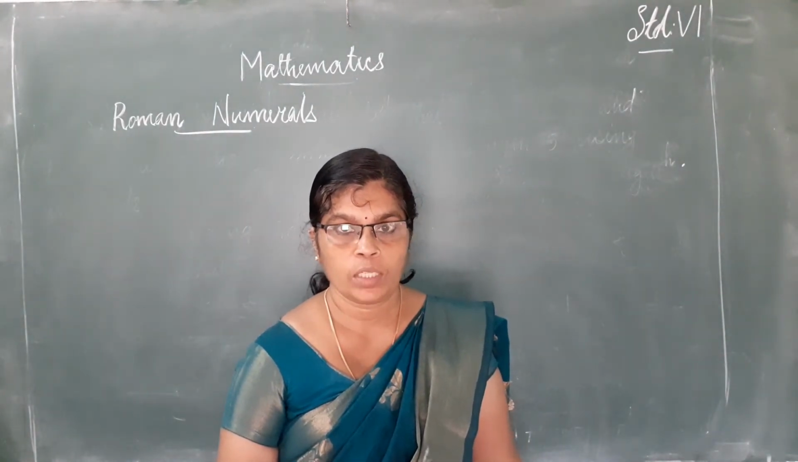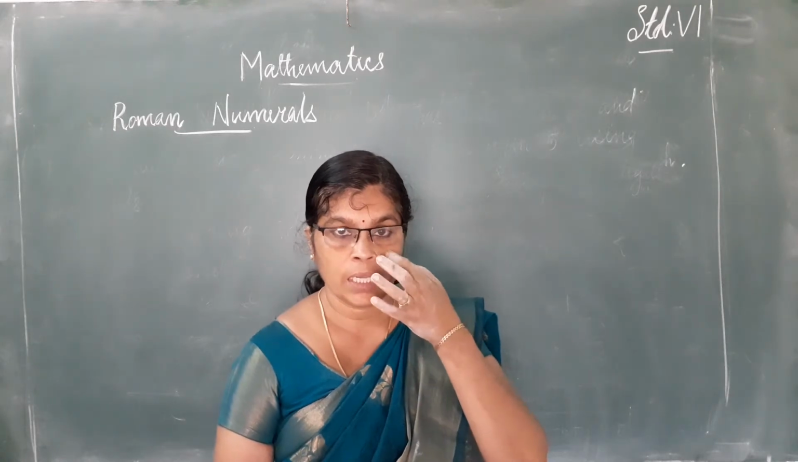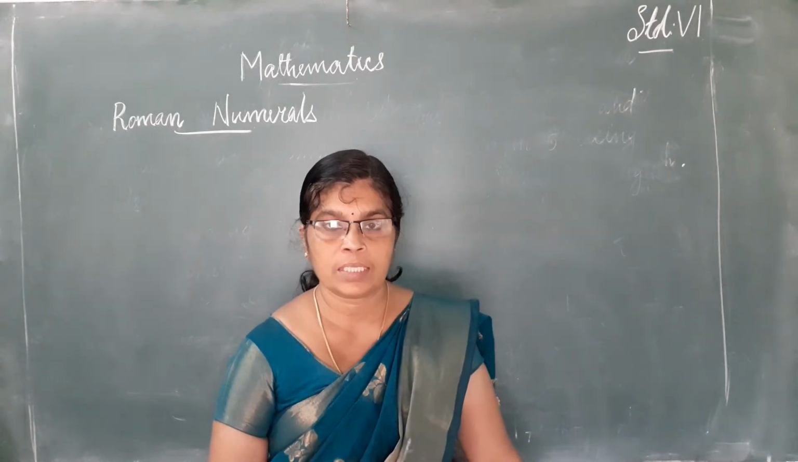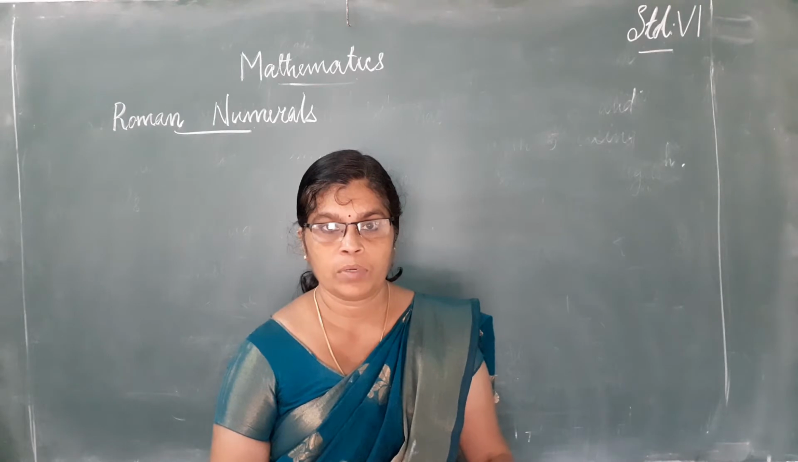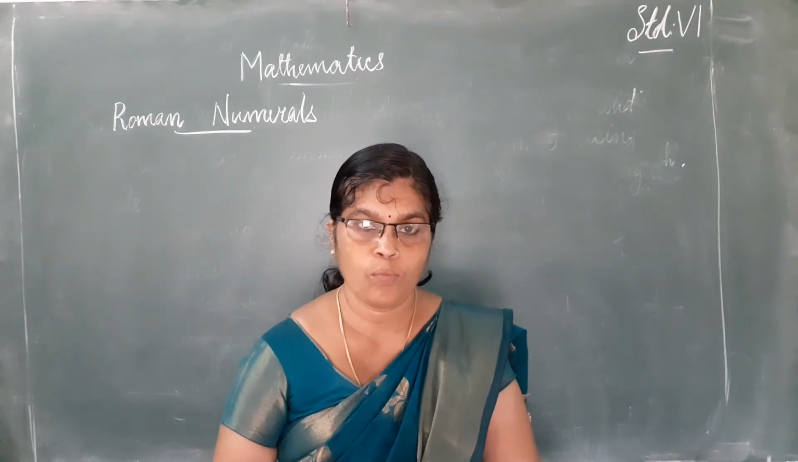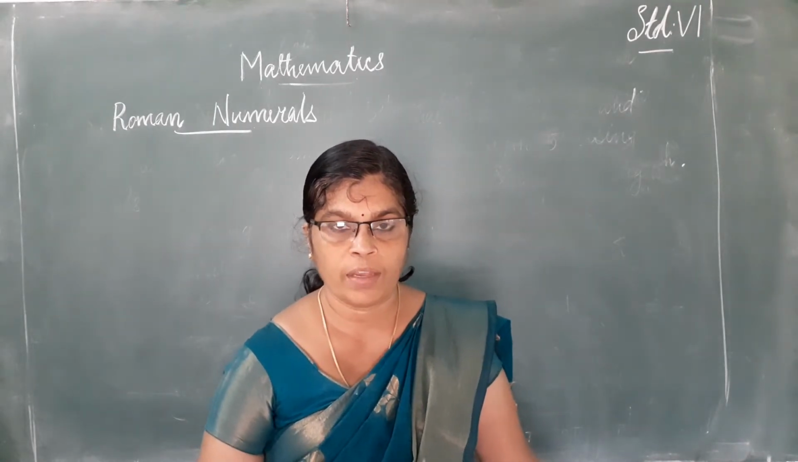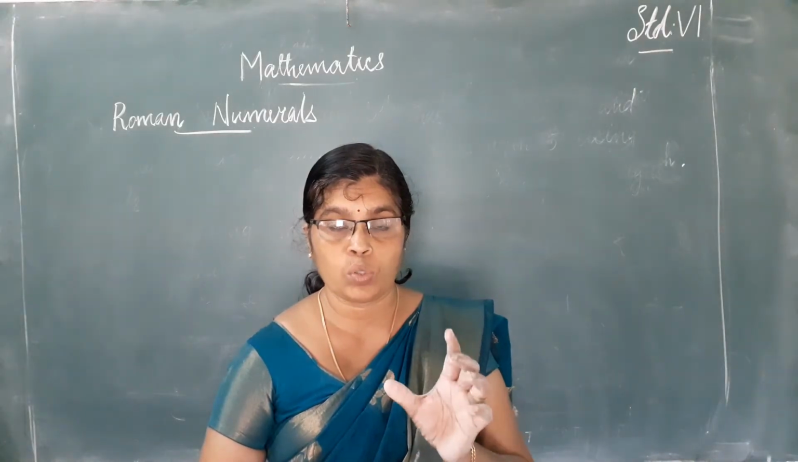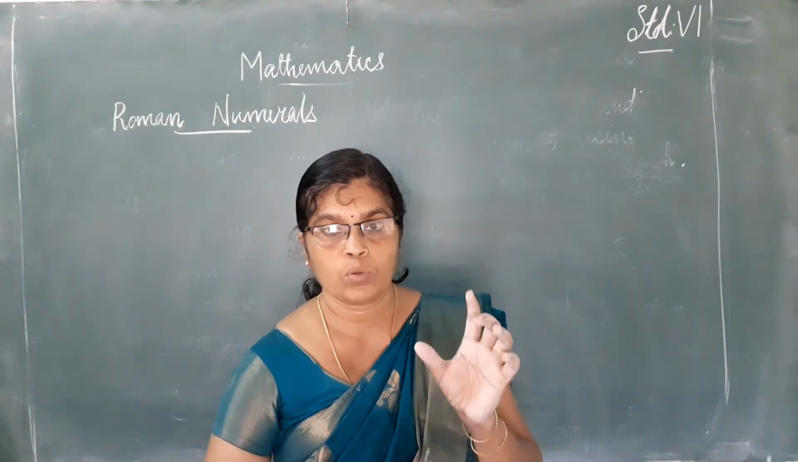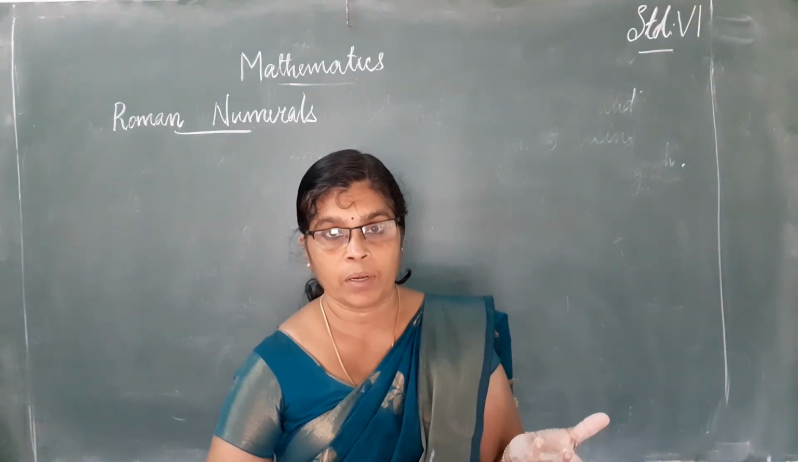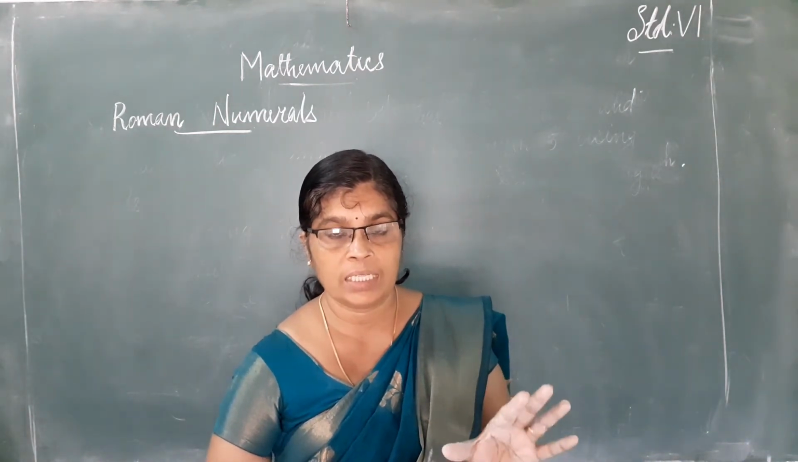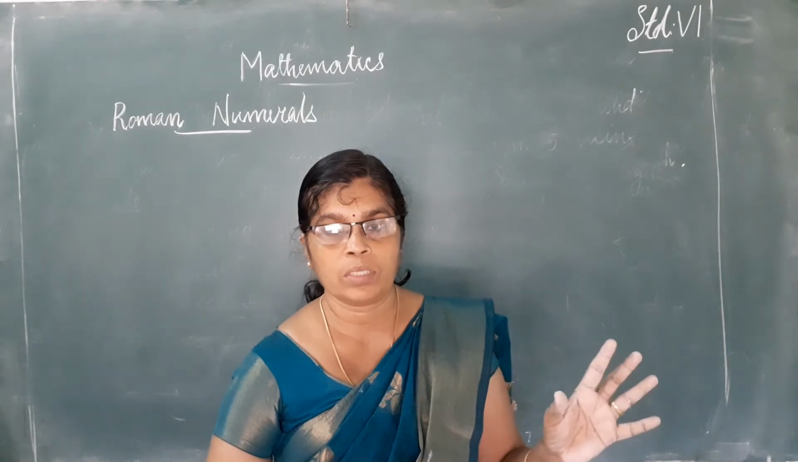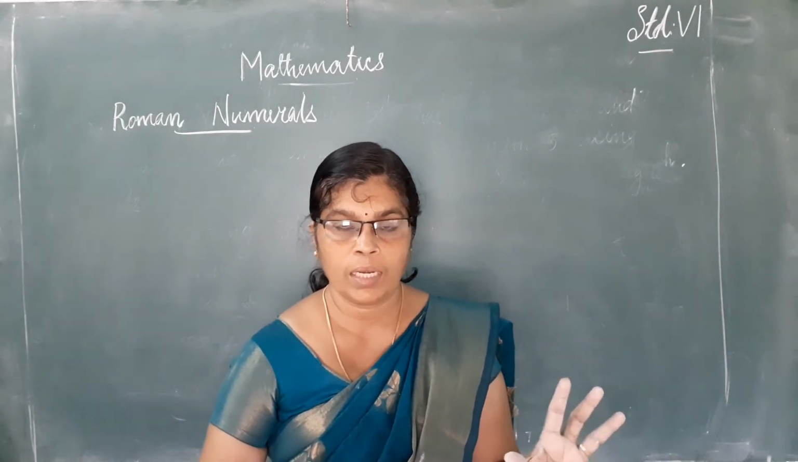In the last class we were talking about Roman numerals, isn't it? I told you what the Roman numerals are. In the Indian system, we write the numbers using the digits 0 1 2 3 4 5 6 7 8 9. These are the digits we use to write any big number. Using these 10 digits we can write all the numbers, whatever numbers we want.